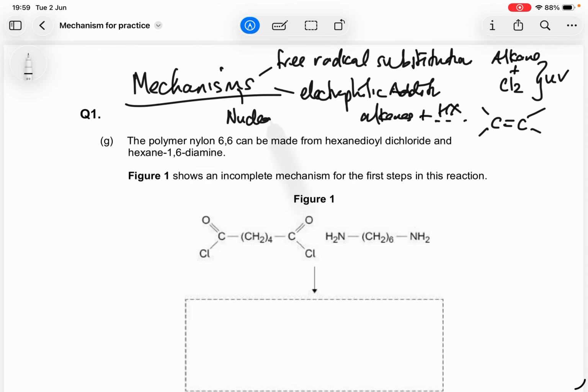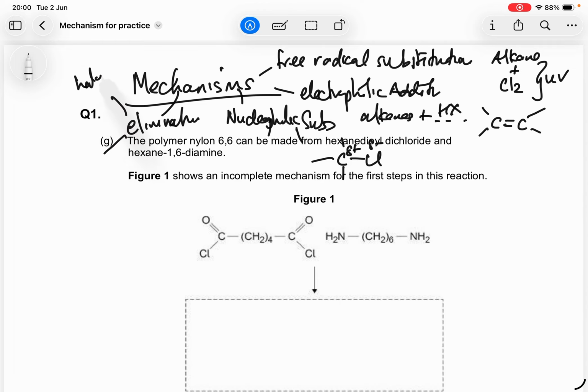Got nucleophilic substitution, I'll just call it nucleophilic sub. This is where you have a polar carbon-halogen bond and a nucleophile can attack that. You have elimination, and there are two elimination reactions, halogenoalkanes and alcohols. In both cases, you lose a small molecule, a water in the case of alcohols, and a water or NaCl or something like that for halogenoalkanes. In both cases, the products of elimination are alkenes.